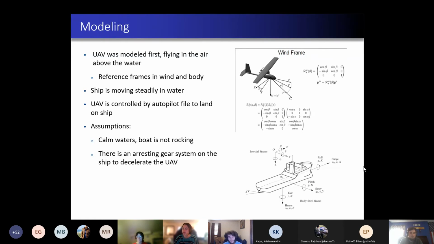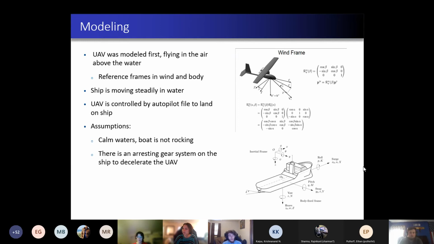And the UAV was controlled by our autopilot file to land on the ship. We were giving the autopilot file a set of flight conditions to meet that would match up with the landing, as the UAV was coming around. If it met the certain flight conditions, that meant that it was going in for a good landing.